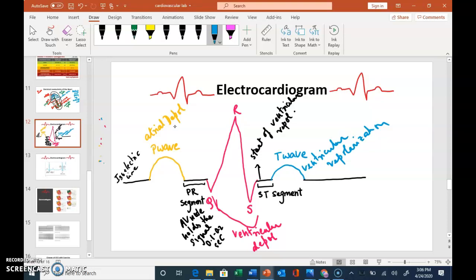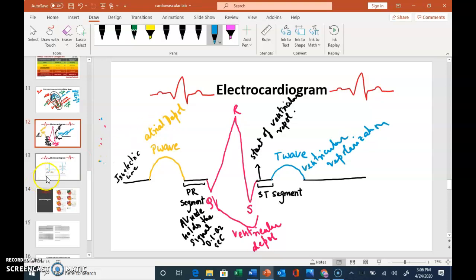All right. Okay, class. So let's review. P wave represents atrial depolarization. QRS wave represents ventricular depolarization, and the T wave represents ventricular repolarization. PR segment is when the AV node is actually holding the signal for 0.1 to 0.2 seconds, and the ST segment represents the start of ventricular repolarization.